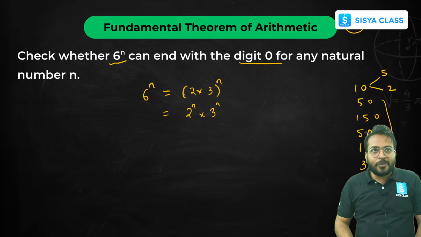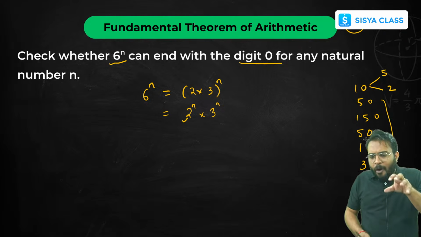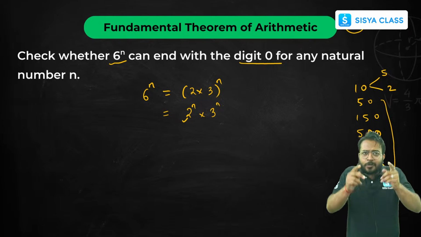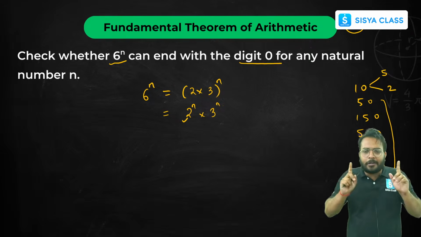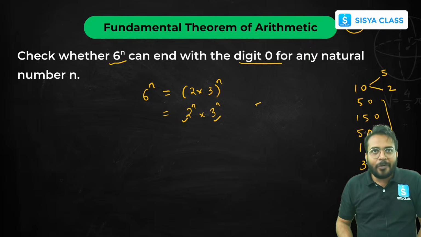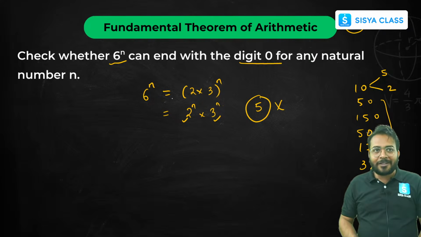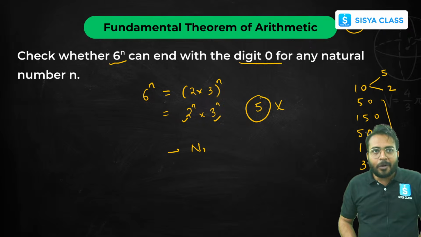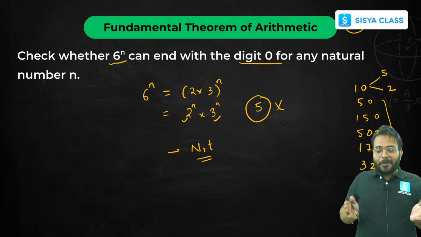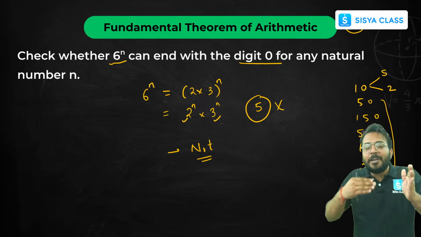That means 2 is a factor. Whatever number is formed with 6 to the power n, it is definitely going to have 2 as its factor and 3 as its factor. But it is not going to have 5 as its factor, and since it does not have 5 as a factor, this number is not going to end with 0. Yes or no? Understood my point? This you have to frame in your own language.